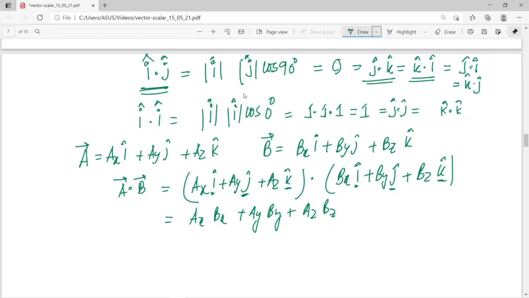Then what you are finding, you just see: A is a vector and B is also a vector, but the result that we got is a scalar. So that's why this is known as a scalar product. We are doing the dot product of two vectors, but actually the result that we get is nothing but a scalar. That is the main thing that we should know.